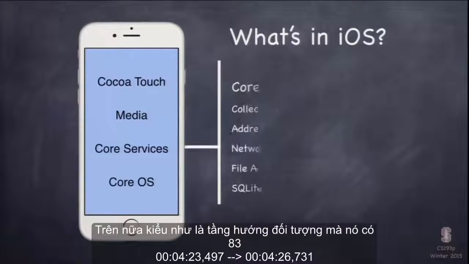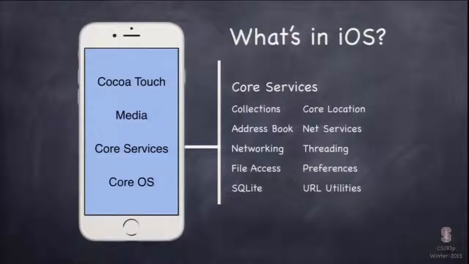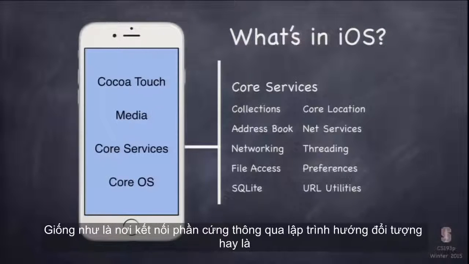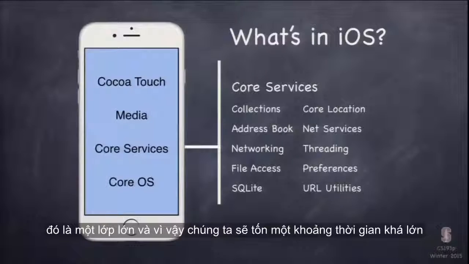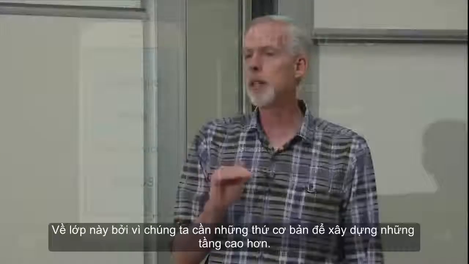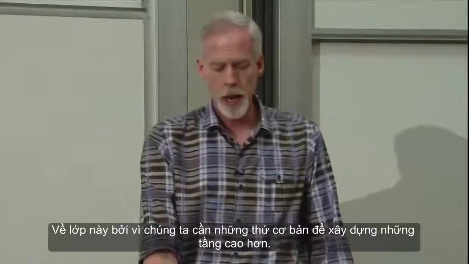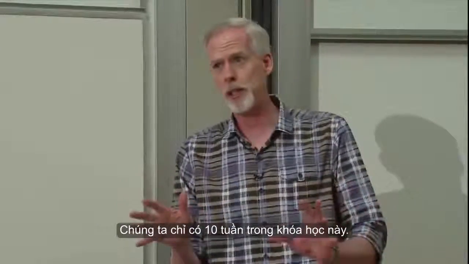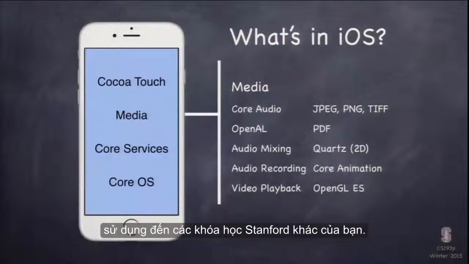But above that, there's kind of an object-oriented layer that lets you get at a lot of that stuff using object-oriented programming. Okay, and this stuff is not UI oriented. It's more kind of accessing the hardware through object-oriented programming or accessing networking through object-oriented programming. But it's a big layer there, and so we will spend a fair amount of our time in this layer because we need those primitives to build at the higher layers. And then there's this whole layer which I wish we had more time to spend on. We only get 10 weeks in this whole class. It goes by so fast, you'll be amazed, as you're probably used to with your Stanford courses.